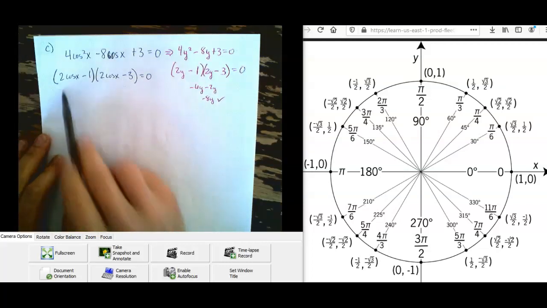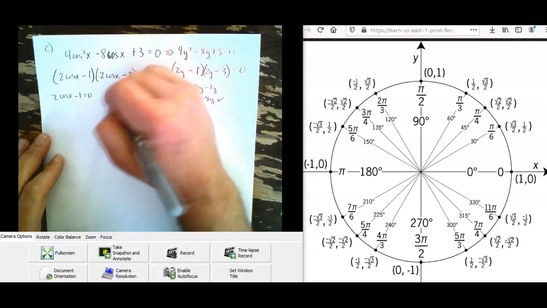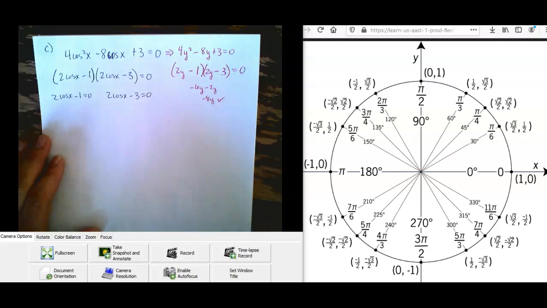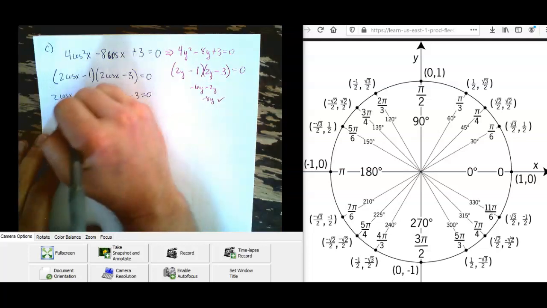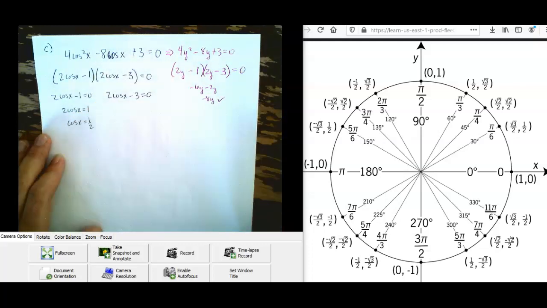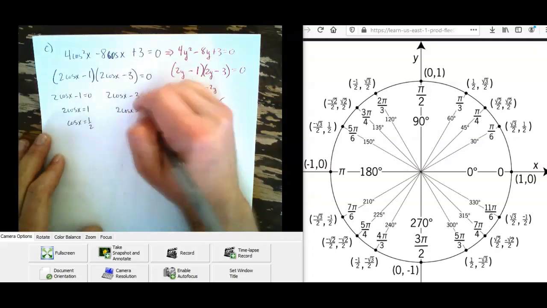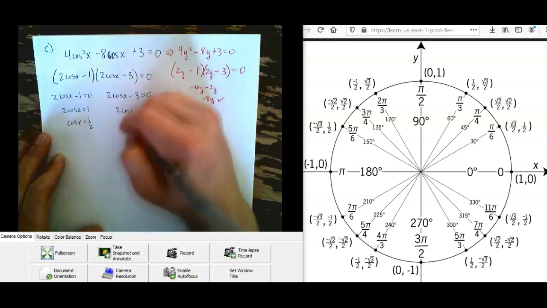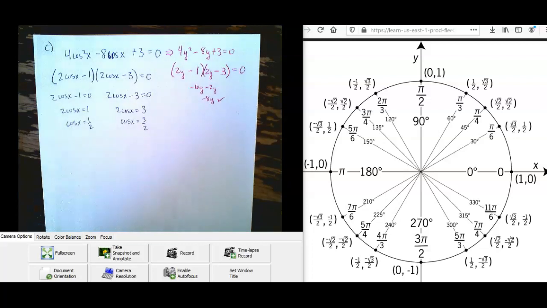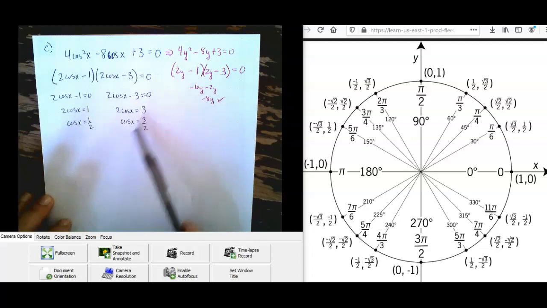Alright, so let's look. So here we have 2 cosine x minus 1 equals 0. 2 cosine x minus 3 equals 0. And then solving this, we'll get 2 cosine equals 1, divide by 2, cosine equals a half. Solving here, we get 2 cosine x equals, add 3, so 3, and cosine x will equal 3 halves. Okay? So all we need to do is go around the unit circle and see where the cosine is a half and where it is 3 halves.